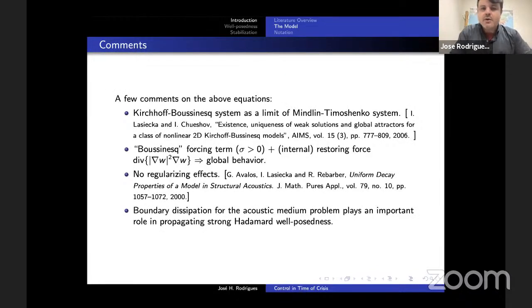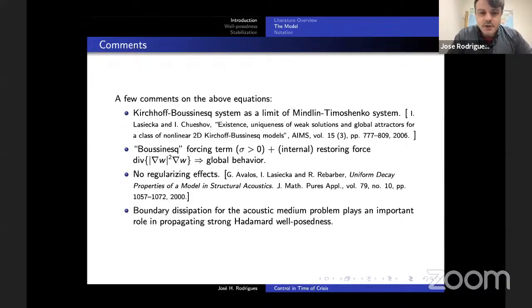A few comments. It is known that this Kirchhoff-Boussinesq 2D model is obtained as a limit of the Mindlin-Timoshenko system, and computations on this limit are well explained and provided in this article from Professor Lasiecka and Professor Chueshov from 2006. As I mentioned, the interesting terms in the equation come from the plate equation, which are this Boussinesq forcing term, and also the internal restoring force, which is the divergence. When you combine those two, we have a global behavior of solutions. They dictate how the solutions behave.